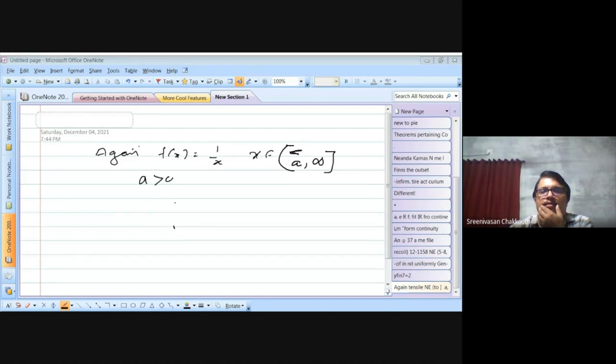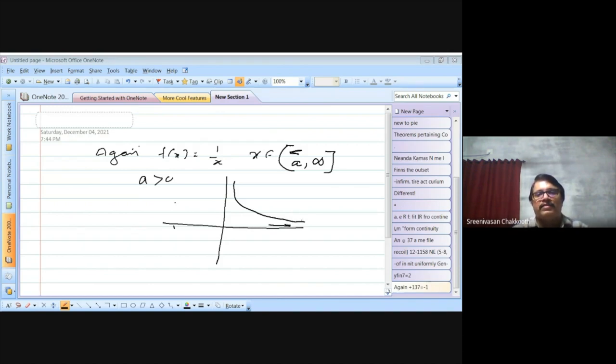This is not a compact interval. It is not bounded, so it is not a compact interval. However, you can show that the function is uniformly continuous in this interval. This is because, remember the graph of f of x equal to 1 by x. See what happens as x tends to infinity: f of x tends to 0.